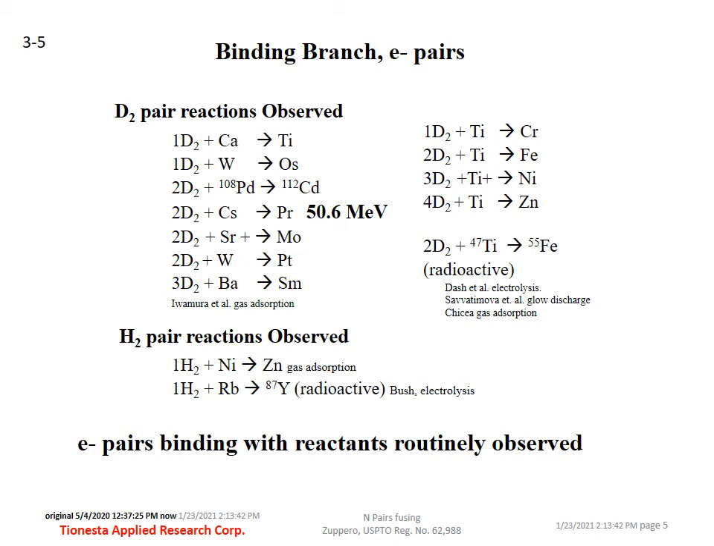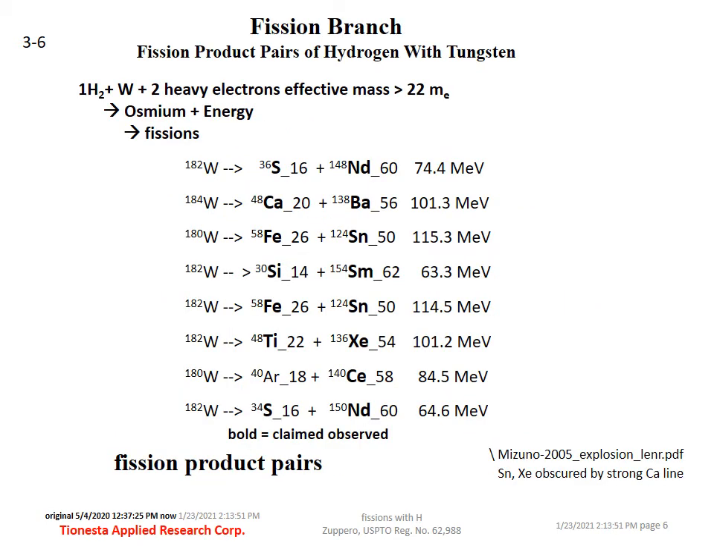The 3.5 day half-life was observed after an electrolysis. Mizuno analyzed the fission products of an experiment that exploded. Hydrogen, not deuterium, and tungsten created isotopes. All the isotopes he saw pair up. Protons and neutrons add up when a pair of hydrogen bind with tungsten. Notice the energies, 60 to 115 MeV.